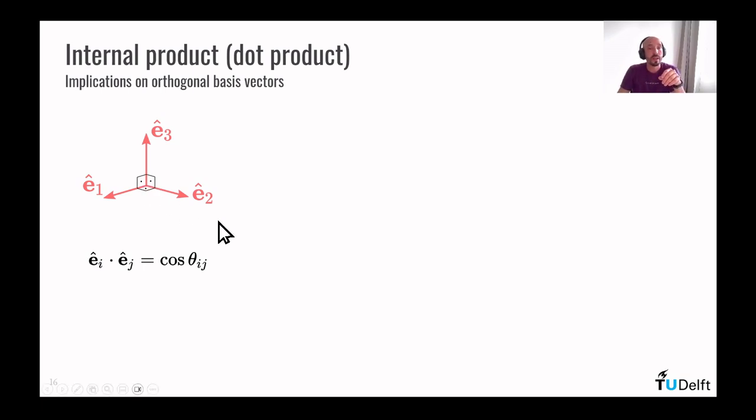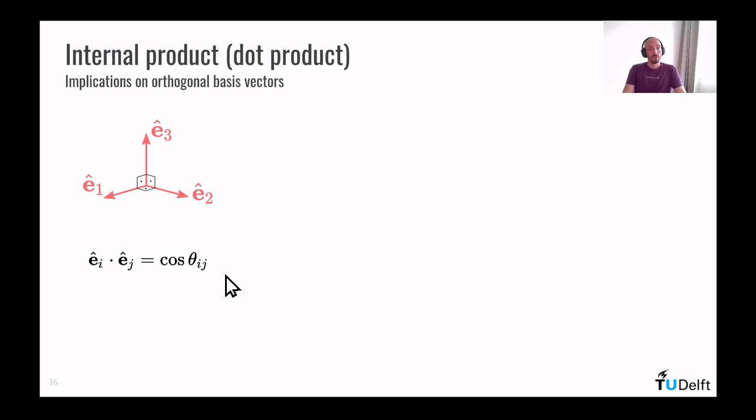So if we take any pair of basis vectors, e hat i and e hat j, the dot product between these two vectors will be just the cosine of the angle between these two vectors, because the modulus of each basis vector is always 1. So here we have 1 times 1. I don't need to write that. So the dot product between e hat i and e hat j would be just cosine of theta ij, and theta ij is the angle between e hat i and e hat j.